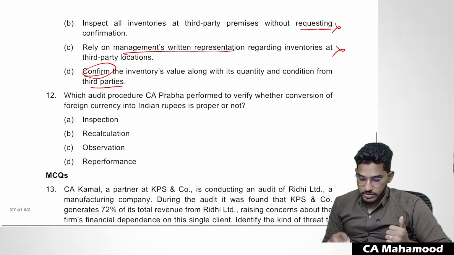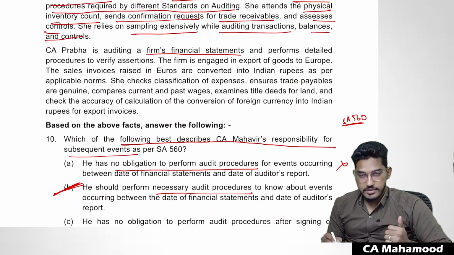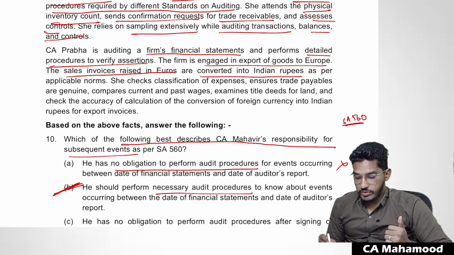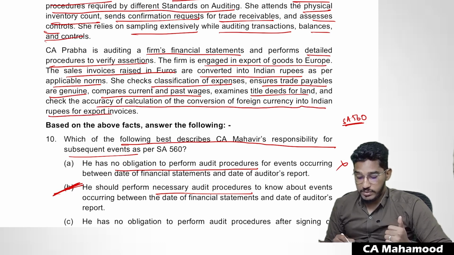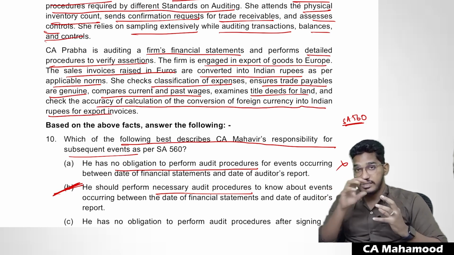Next one. One more fact is there here. CA Prabha is auditing a firm's financial statements and performs detailed procedures to verify assertions. The firm is engaged in export of goods to Europe. The sales invoices are raised in euros and converted into Indian rupees as per the applicable norms. She checks the classification of expenses, ensures the trade payables are genuine, compares current and past wages, examines the title deeds for land, and checks the accuracy of the calculation of the conversion of the foreign currency into rupees for export invoices. That means she herself is calculating, she herself is converting that foreign currency into INR.